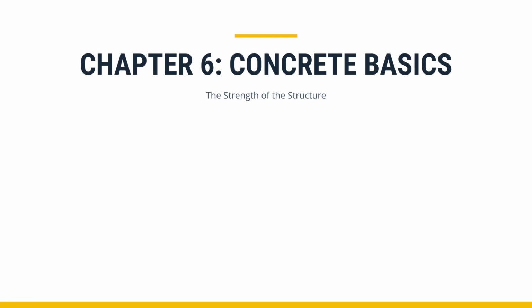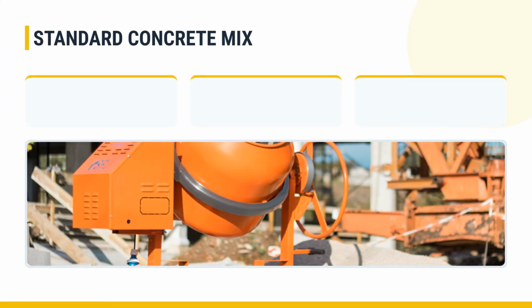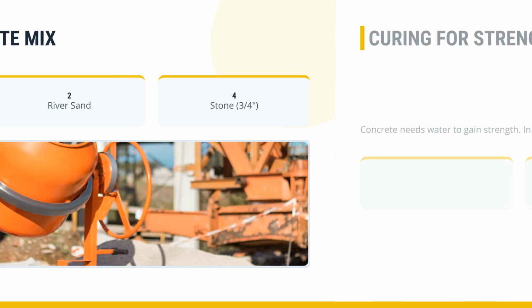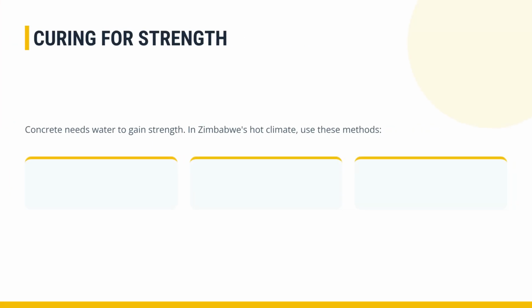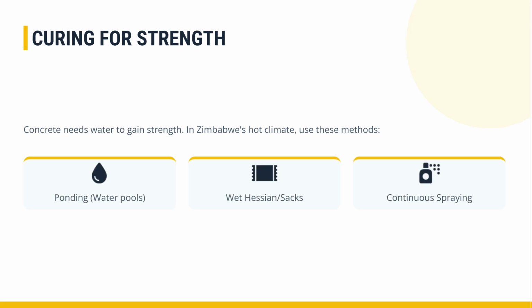Chapter 6 covers concrete basics, focusing on the strength of the structure. Concrete is fundamental to forming stable and durable building elements. A standard concrete mix consists of 4 key components: cement, river sand, stone, and water. The correct proportions of these materials are essential for achieving the required strength. Curing is vital for concrete strength, especially in a hot climate like Zimbabwe. Methods include ponding or water pools, covering with wet hessian or sacks, and continuous spraying.